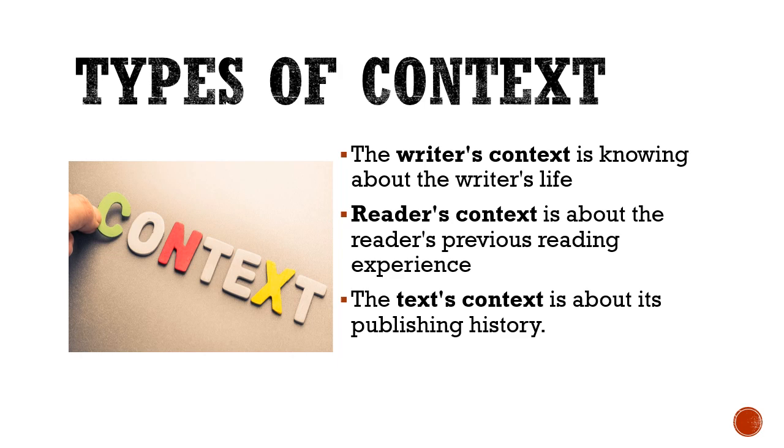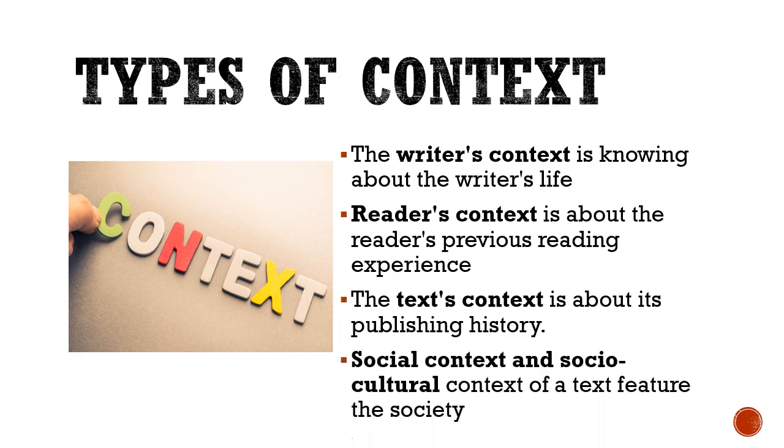The text context is about its publishing history. It is a part of the larger text, such as newspaper, history, and other events translated within its text. And then the last one is the social context or the socio-cultural context of the text, and it features the society in which the characters live and in which the author's text was produced.